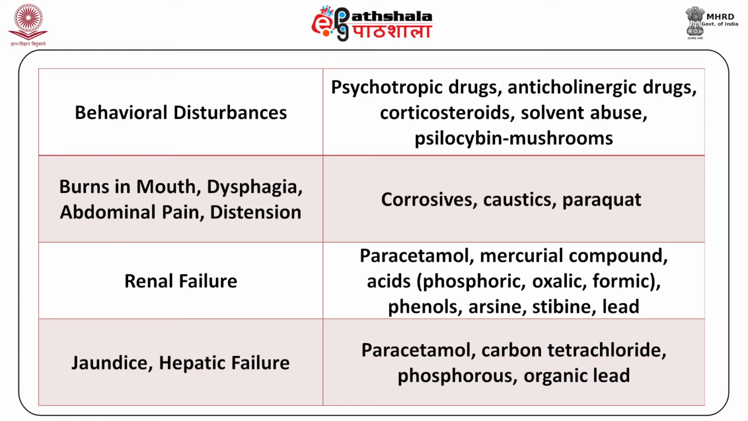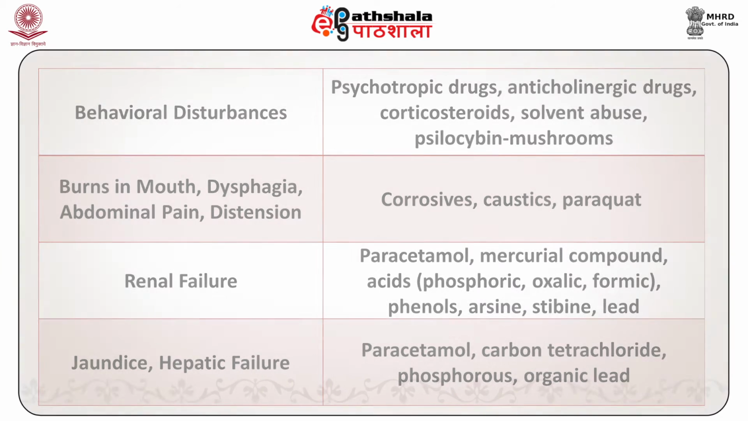In case of burns in mouth, dysphagia, abdominal pain and distension, it is the corrosives, caustics and paraquat. For renal failure, it is because of paracetamol, mercurial compounds, acids such as phosphoric, oxalic, formic and phenols, arsine, stibine and lead also. In case of jaundice, hepatic failure, it is because of paracetamol, carbon tetrachloride, phosphorus and organic lead.